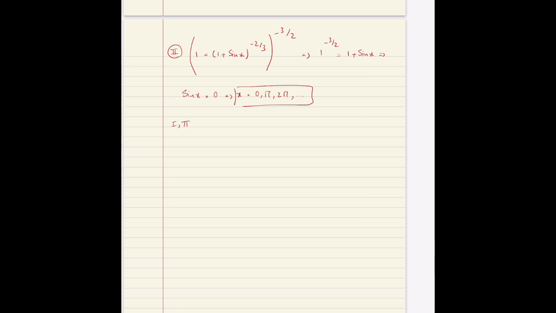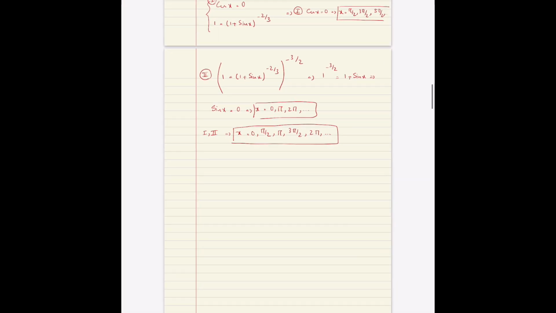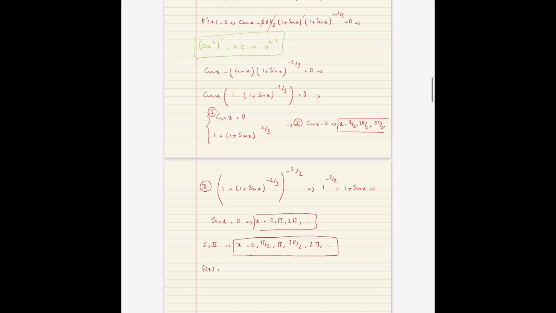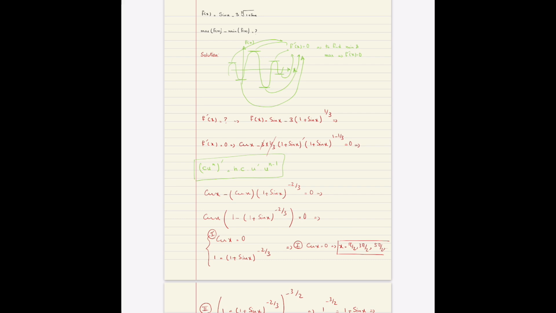So the answers that we are going to have for x's are 0, pi over 2, pi, 3 pi over 2, 2 pi, etc. So these are our local minimums and our local maximums. So we need to put these x's in our function to find the maximum and the minimum of the function. So let's do it.